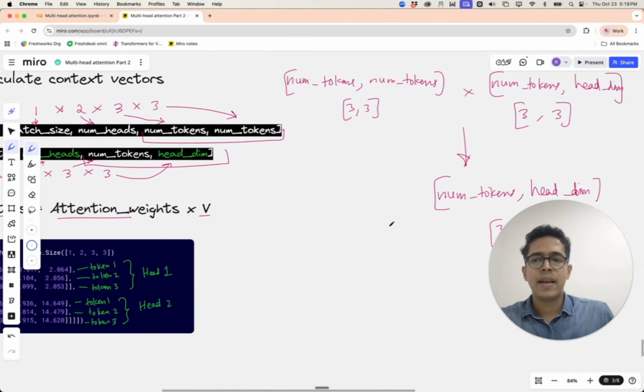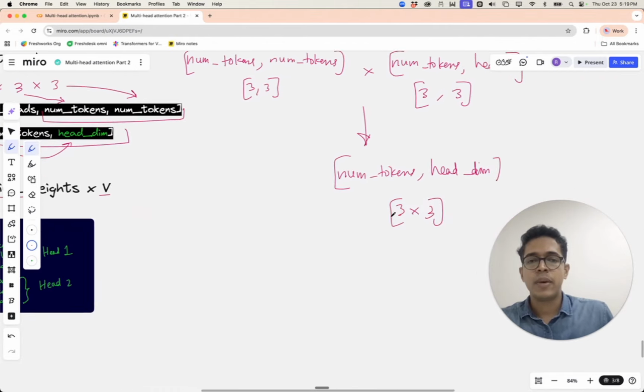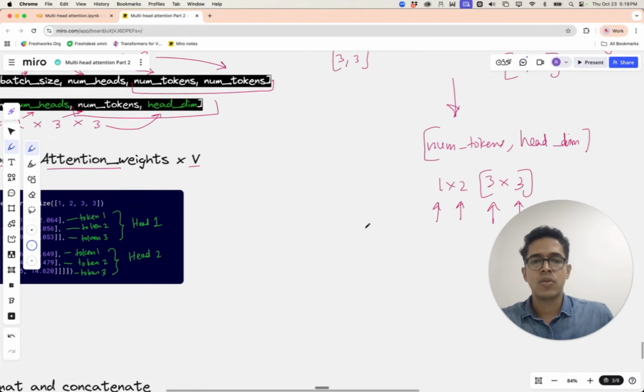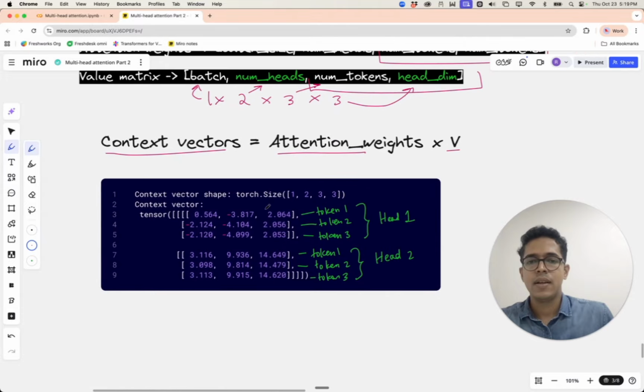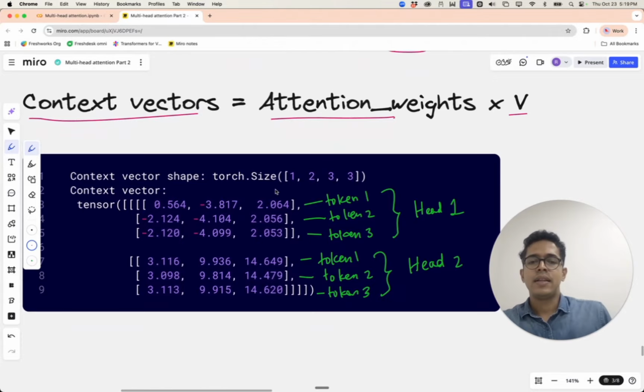So my final context vectors should be 1 by 2 by 3 by 3. This is the number of tokens. This is the dimensionality in each attention head. This is batch size, and this is the number of heads. So 1 by 2 by 3 by 3. Let's see if that is the case. So yes, context vector shape is 1 by 2 by 3 by 3. And let's see. The first 3 vectors are the 3 context vectors corresponding to my 3 input tokens in attention head number 1. The next 3 context vectors, which you can see here, are the context vectors corresponding to my 3 input tokens in attention head number 2.